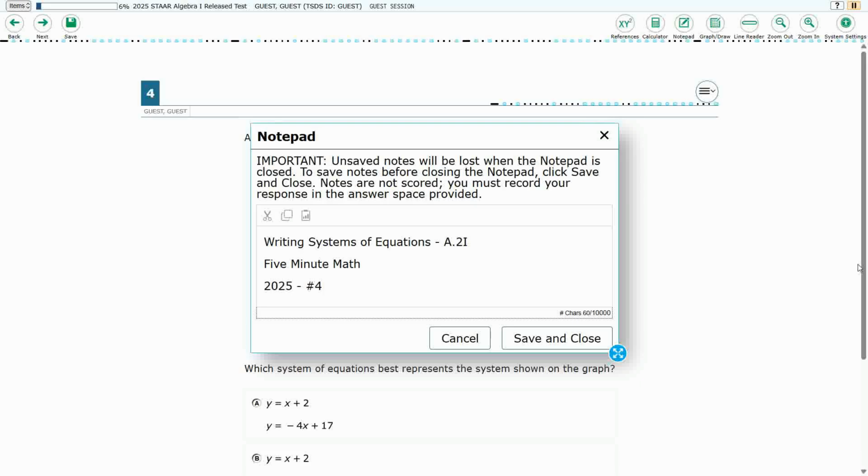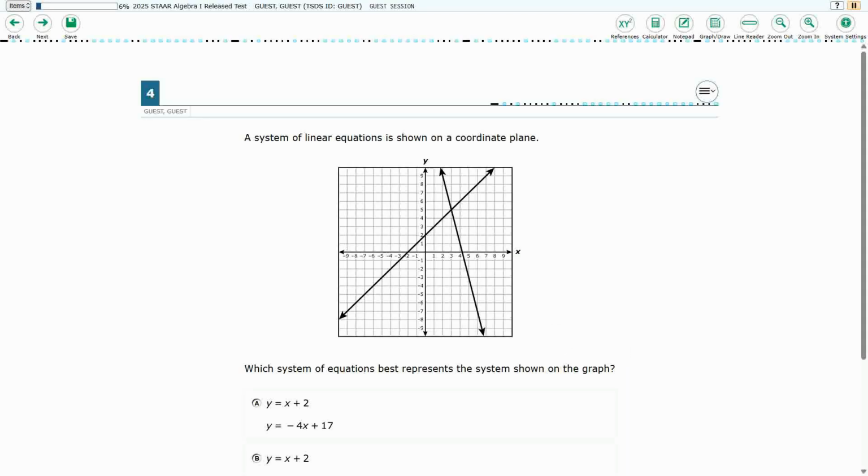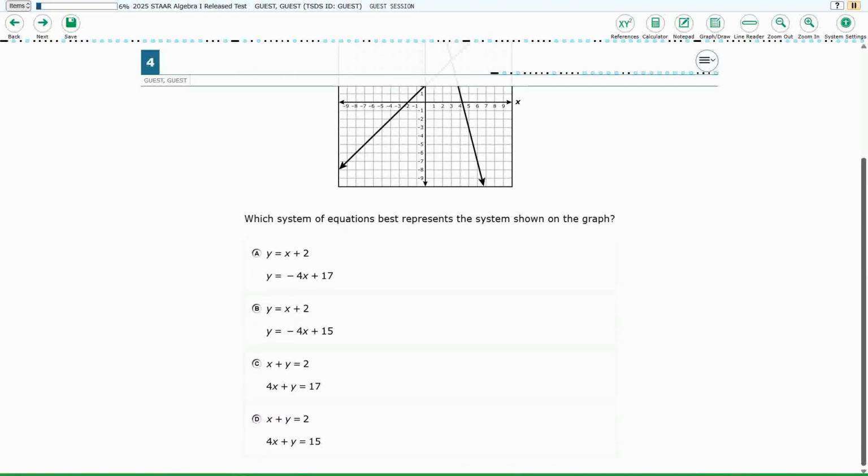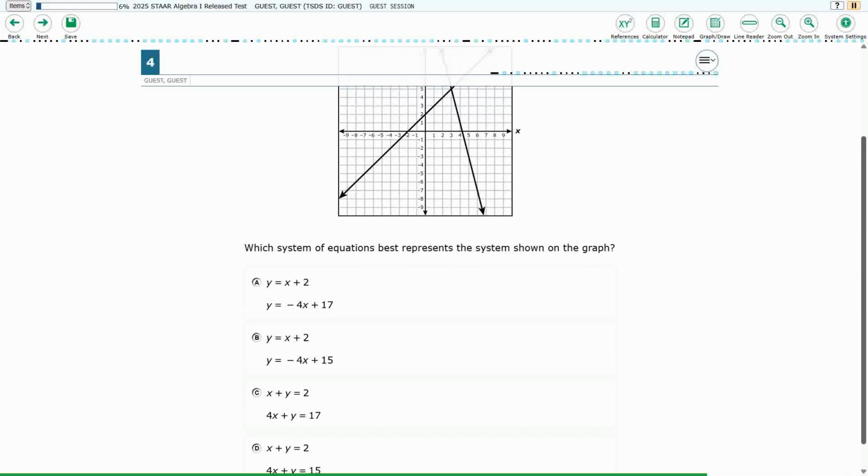Today we are looking at the Algebra 1 concept of writing systems of equations. This is standard A.2I in the great state of Texas, and we are using item number 4 of the 2025 released STAAR test. If you haven't done so already, please go ahead and take a moment to pause the video, work this problem out on your own, unpause it, and we will look at our answers together.